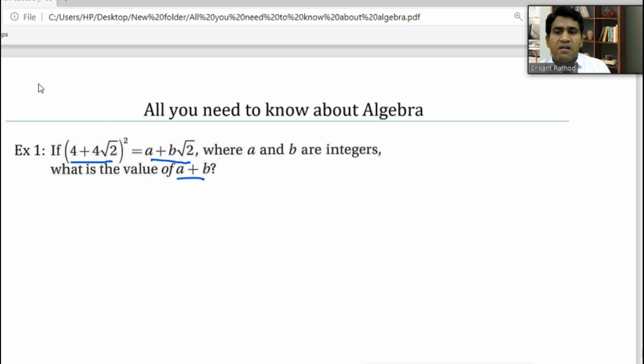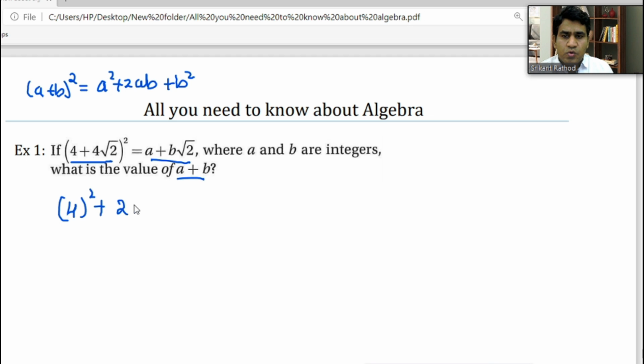This is in the form of (a plus b) whole square, which we write as a square plus 2ab plus b square. In the place of a we have 4, in the place of b we have 4 root 2. So we can write it as 4 square plus 2 times 4, that is the value of a, times 4 root 2, that is the value of b, plus (4 root 2) square, that is b square. That is equivalent to: 4 square is 16, plus 2 times 4 is 8, and 8 times 4 is 32.